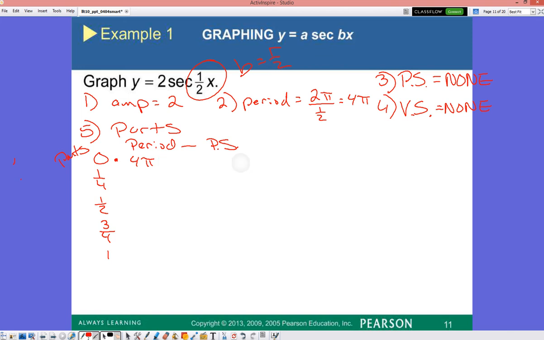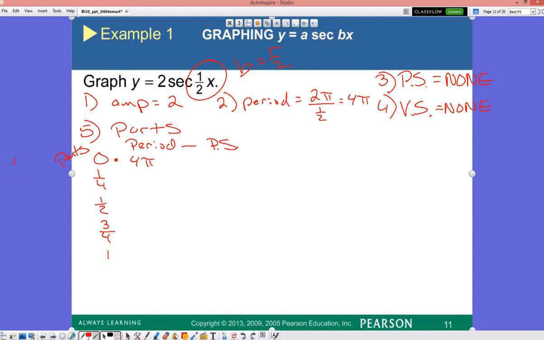Okay? You have to have that written down. Otherwise, when you come to us later, you're going to say, what do I do next? Okay, I'm telling you what it is. Parts times period minus phase shift. What about the vertical shift?